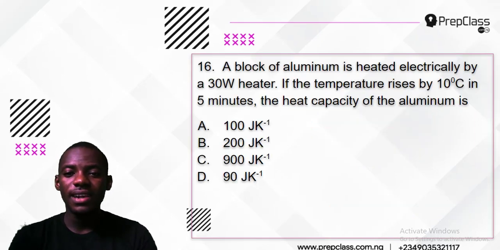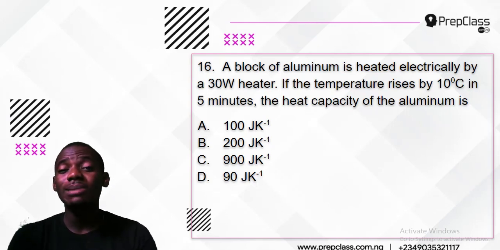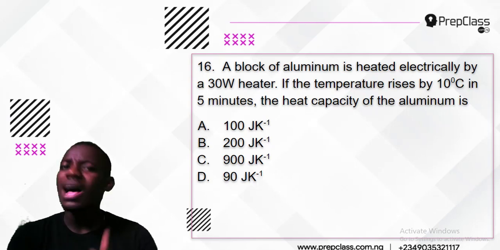Now let's get to the question. It says a block of aluminum is heated electrically by a 30-watt heater. If the temperature rises by 10 degrees Celsius in 5 minutes, the heat capacity of the aluminum is what? Now, this question is asking about heat capacity. Can you remember any formula on that? Now, if you don't, I'll remind you.